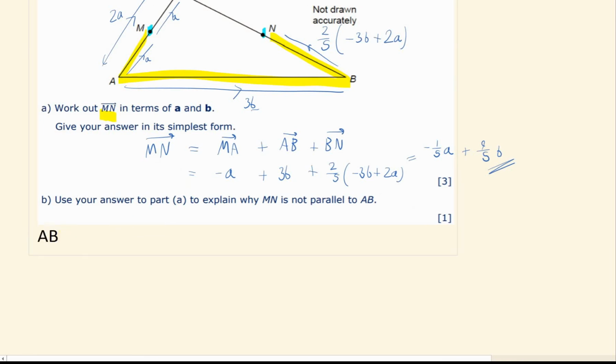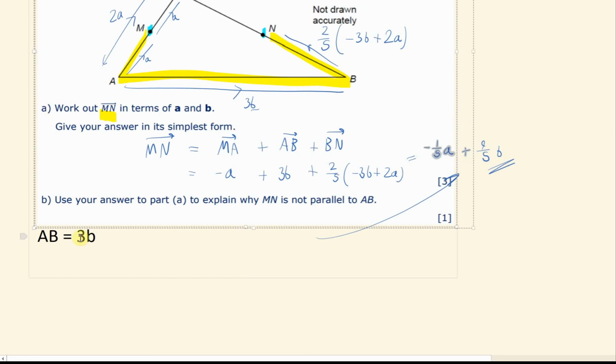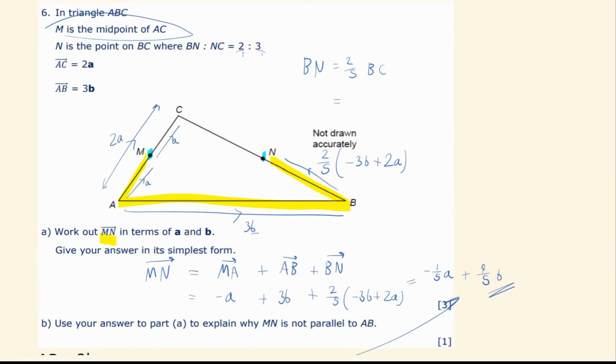So we know the vector AB was just 3B, whereas this vector equaled this thing here. Because we can't factorize this into this form, they are not parallel. Or we say in more succinct form, because this has some A involved in it, it's not going to be parallel to B.